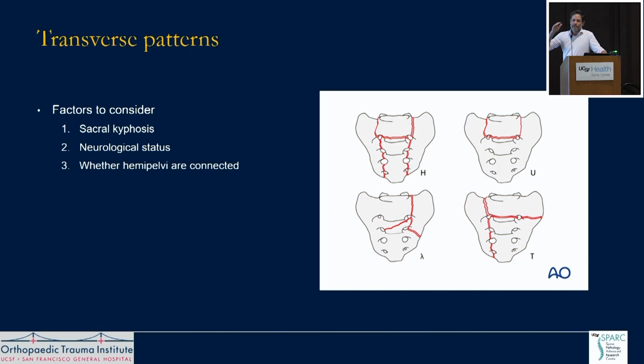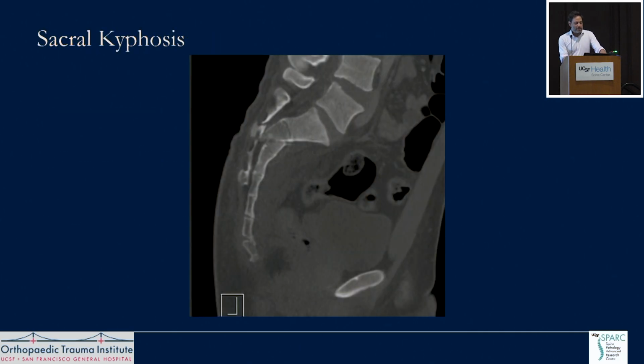To talk about each of these specifically, for the injuries where there's a transverse component in the sacral body, fundamentally the spine is disconnected from the pelvis. These are the three factors that we need to consider: the sacral kyphosis that results from this, the neurologic status, and whether or not the rest of the pelvis is in one or two pieces. This is a typical pattern for these injuries.